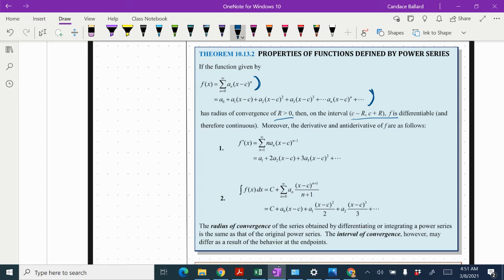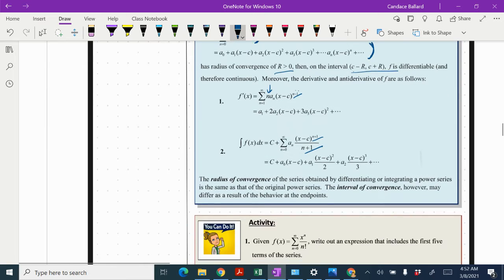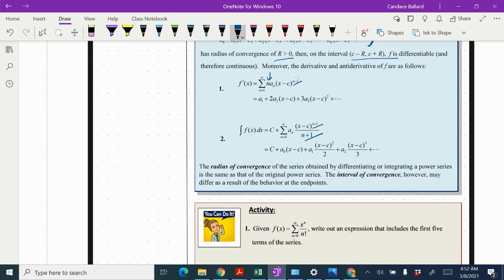Basically, we're going to follow our same derivative rules. The exponent is going to go out front just like it always would, and we subtract 1. And when we integrate, we add 1 and divide by the new exponent. So we take the derivative and integral just as we always have. The radius of convergence obtained by differentiating or integrating a power series is the same as that of the original series. So differentiating or integrating will not change our radius of convergence. The interval of convergence, however, may differ as a result of the behavior of the endpoints. So we might have a little bit of difference in our interval.